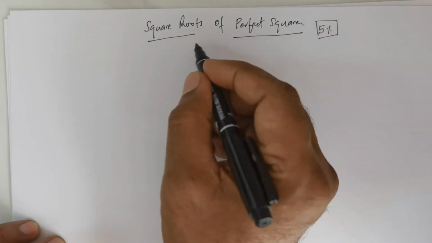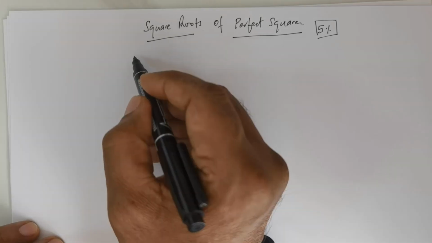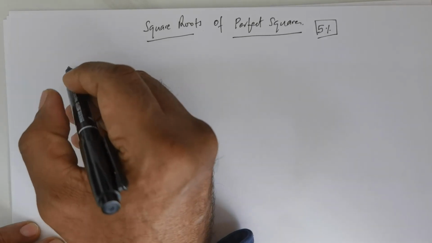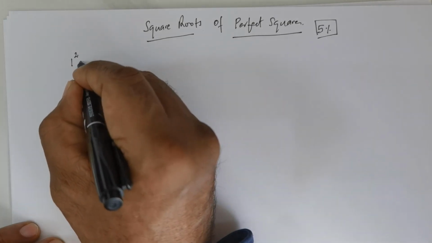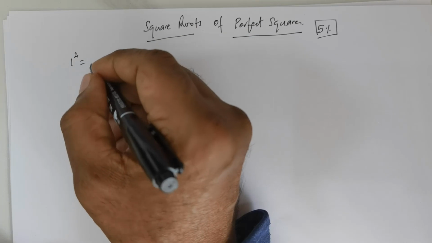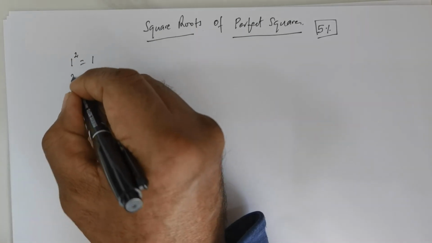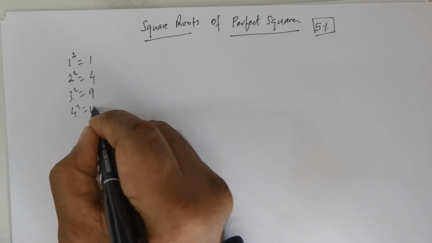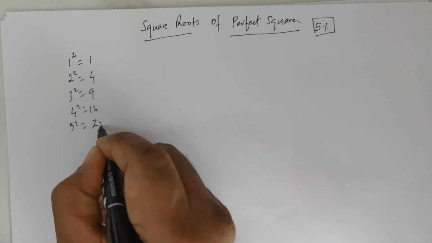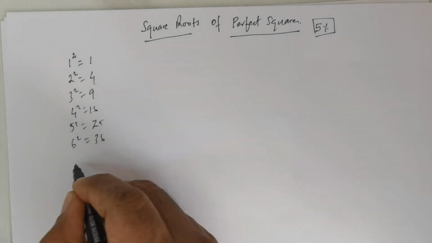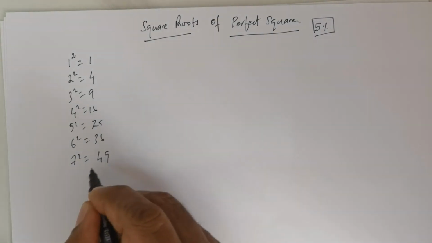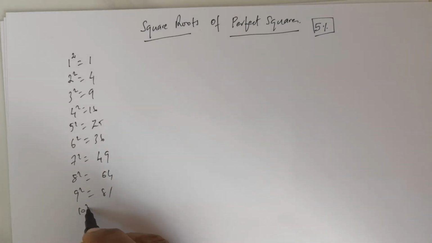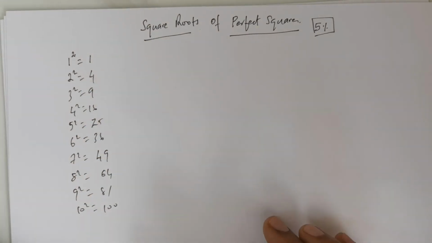Now foremost, before you try solving any questions on finding the square roots of perfect squares, you need to know this table. This is the table that you need to write in your mind: 1 squared is 1, 2 squared is 4, 3 squared is 9, 4 squared is 16, 5 squared is 25, 6 squared is 36, 7 squared is 49, 8 squared is 64, 9 squared is 81, 10 squared is 100. So this is the first part.